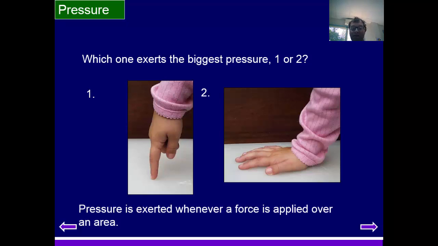Therefore, the smaller the area, in this case the end of the finger compared to the whole hand, you have the same force but over a smaller area, so therefore there'd be greater pressure. This is the reason why if you push your finger into a wall, it doesn't go into the wall, yet if you use the same finger to push a thumbtack, the thumbtack will go into the wall, because there's an even smaller area on which the force is placed, so therefore there's greater pressure.